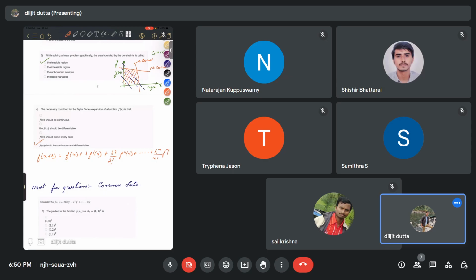So first of all, it should be continuous. If it is not a continuous function, then f of x will not be differentiable at all the points. So f of x should be continuous, and if it is continuous, it should be differentiable at all the points, so that we can get n number of derivatives. So this is the necessary condition for getting a Taylor series expansion of a function f of x.